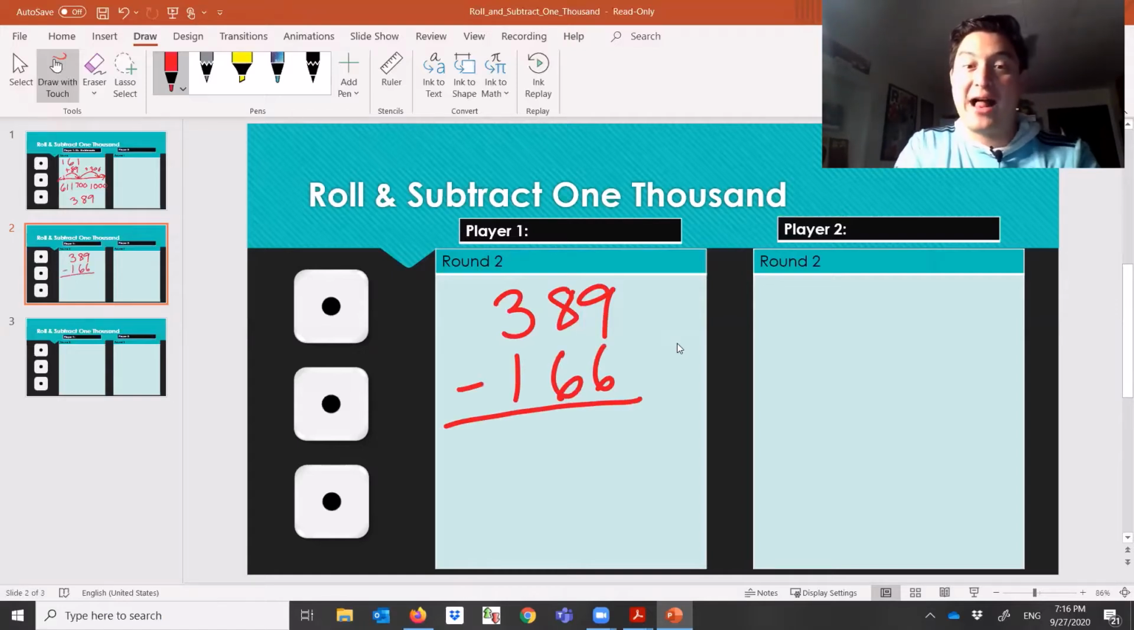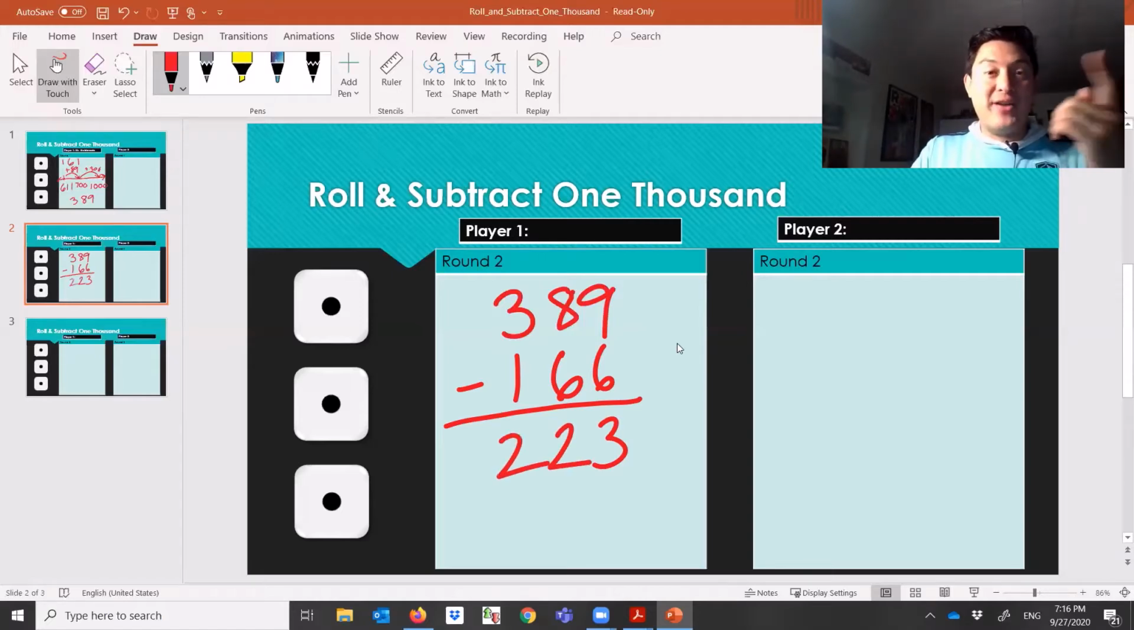I'm going to use the standard algorithm, because look, I don't have to borrow or regroup or anything. 9 minus 6, that's 3. 8 and 6 in the tens place, that's 80 minus 60, which is 20. And then we have 300 minus 100, which is just 200. So now I have 223.